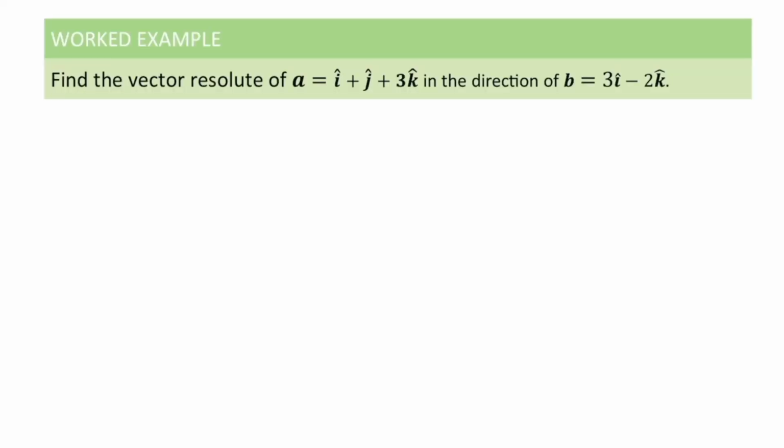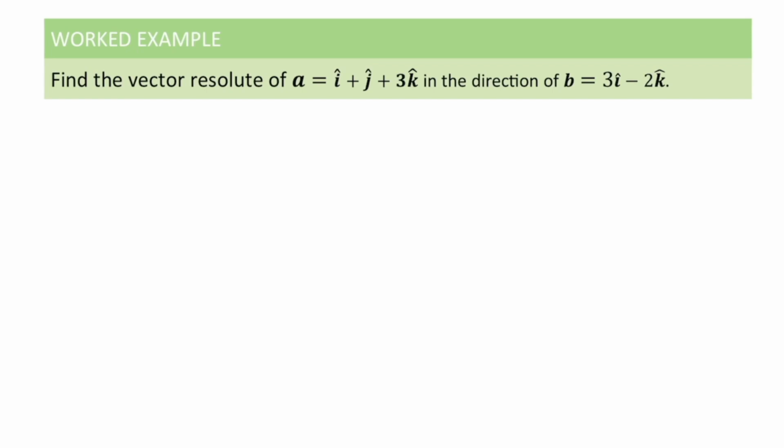Let's get into it. If I want to find the component of a vector in the direction of another vector, that is finding the vector resolute. So if I want to find the vector resolute of a equal to i plus j plus 3k in the direction of b equal to 3i minus 2k, I'm simply just finding the component of a in the direction of vector b. So I have two options for how I want to go about that.